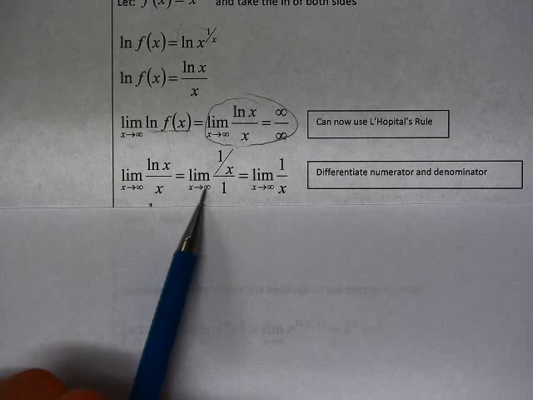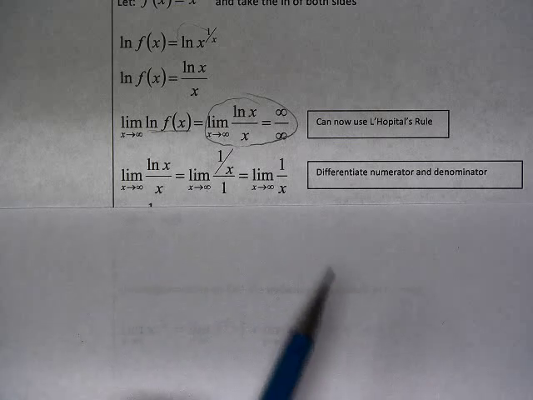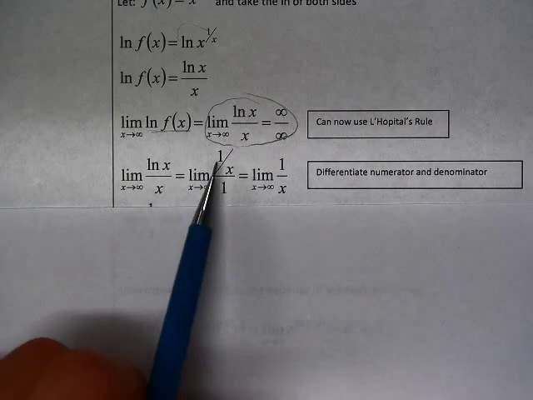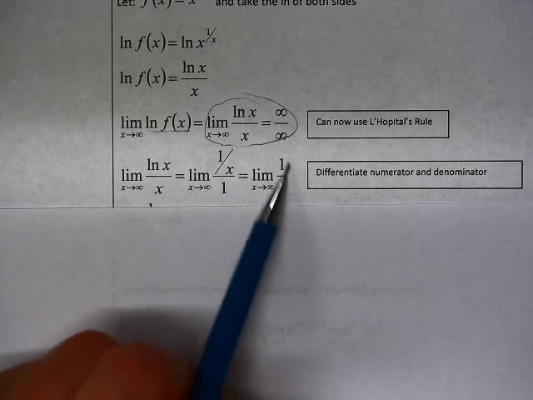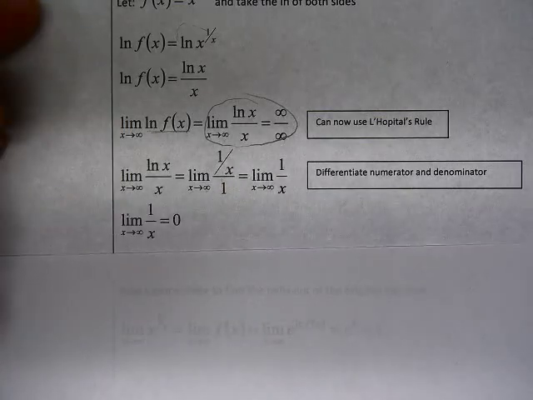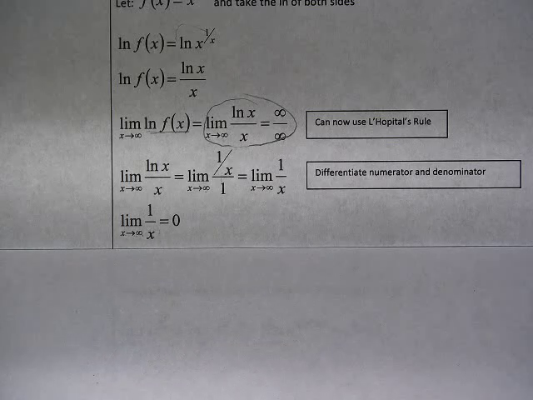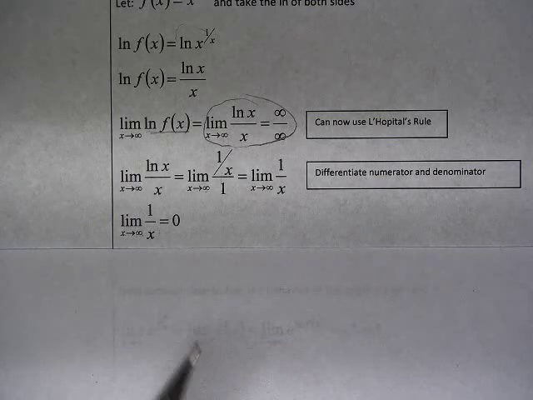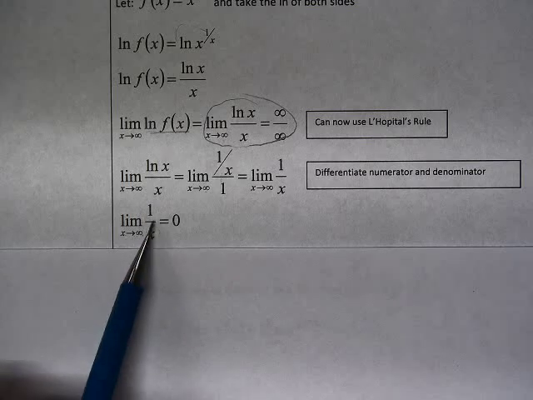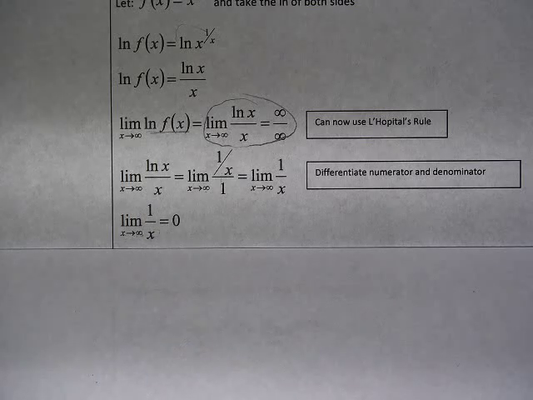I'm still trying to find the limit as x approaches infinity. And when I plug this in now, well, this is just going to simplify to 1 over x. And of course, as x approaches infinity, that denominator gets extremely large without limit. And so I have the limit is approaching 0.